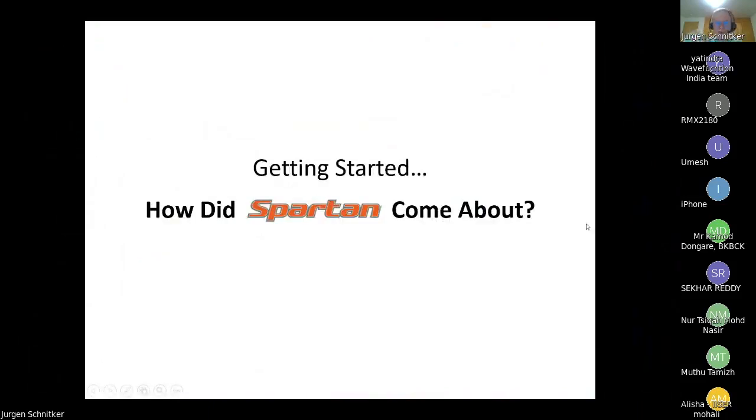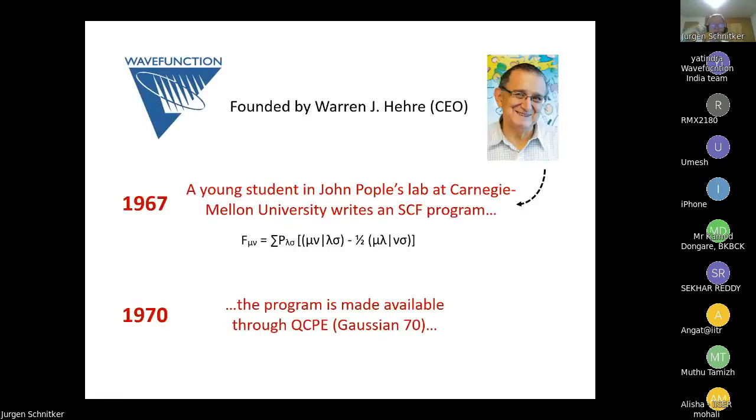And to get started, so really with the webinar, to ask the question, how did we get to this pretty powerful piece of software that allows you with 10, 20 mouse clicks to get an awful lot of information. So it all started 54 years ago, long before the majority of you, I imagine, were even born. Wavefunction, our company, was founded by Warren Hehre, who you see here, who was a young student back then in John Pople's lab at Carnegie Mellon University in Pittsburgh. And his first big project was writing an SCF program and an integral program.